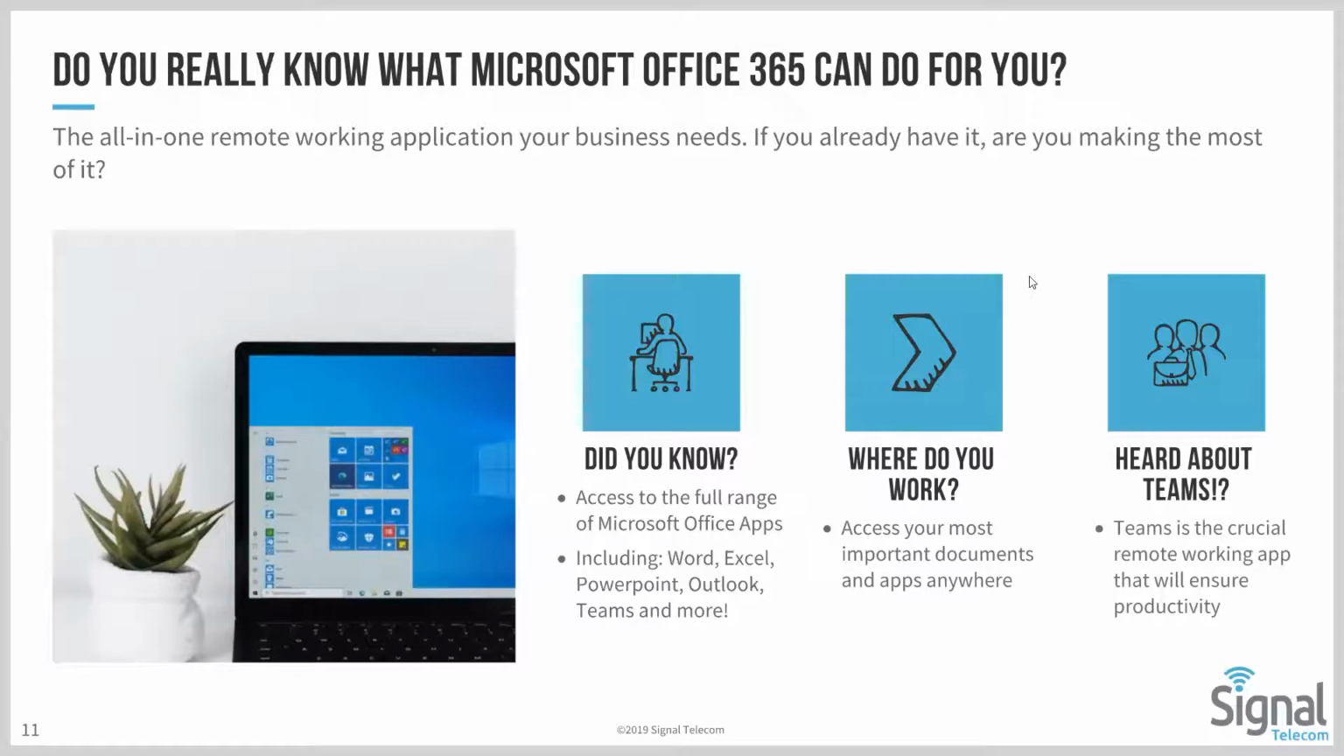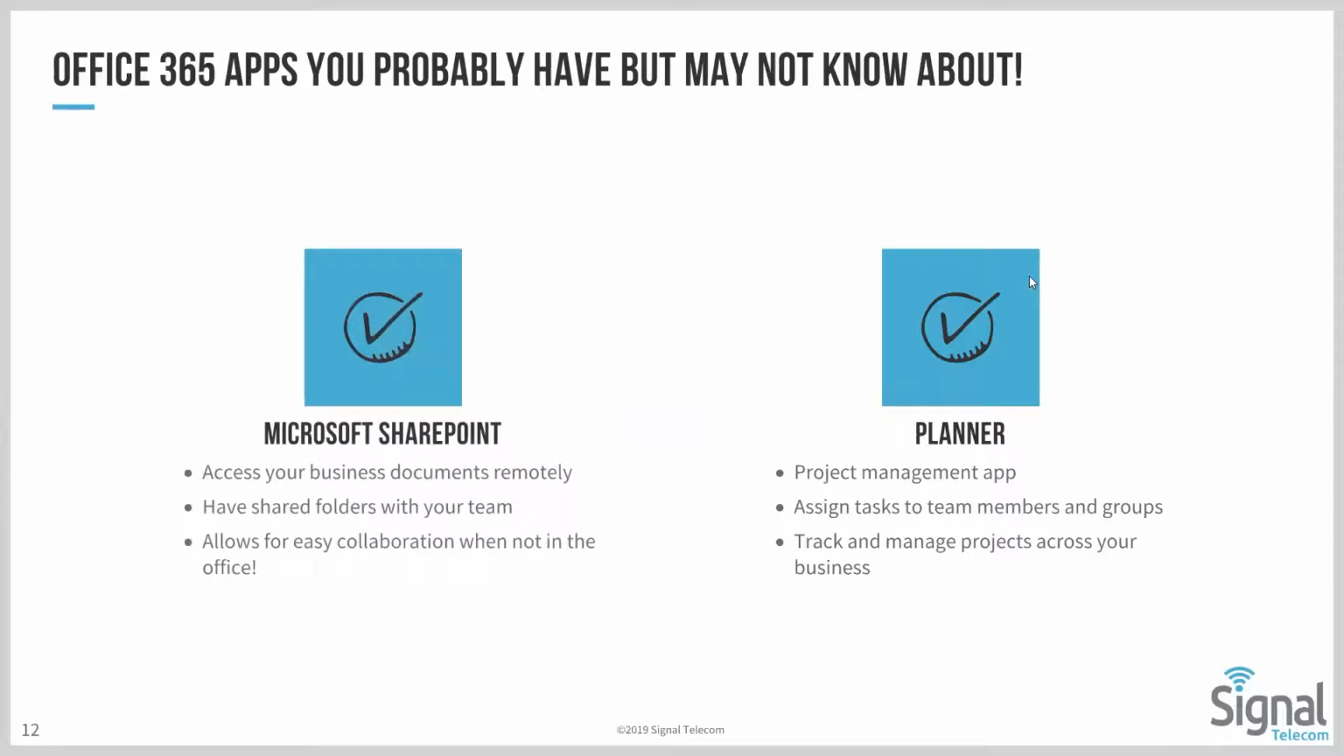Well, what a lot of you might not know is what it comes with and what you can access through it. You get Word, Excel, PowerPoint, Outlook, Microsoft Teams, and much, much more as well. You also get applications like Microsoft SharePoint, which gives you a massive 1 terabyte of storage for your whole business. And working in parallel to SharePoint, every individual Microsoft 365 account gets a terabyte of storage on OneDrive, which they can access remotely. You also get the Planner application, which is a program management app, so you can work together with team members and also track and manage projects across your entire business.